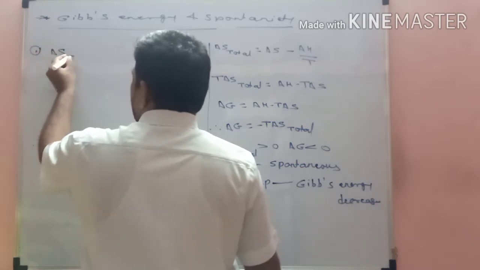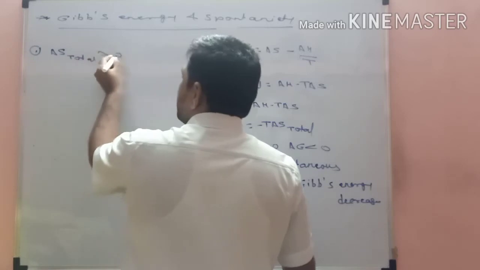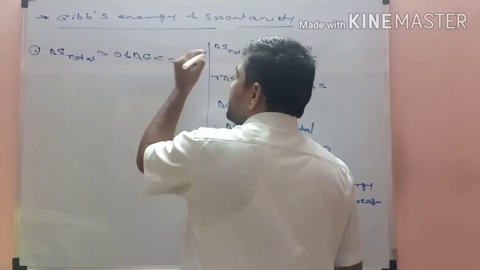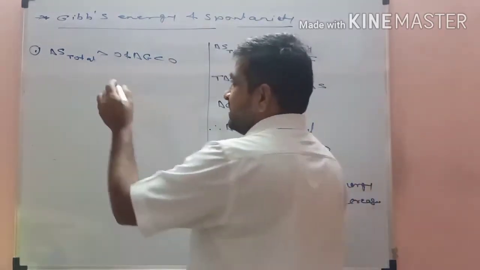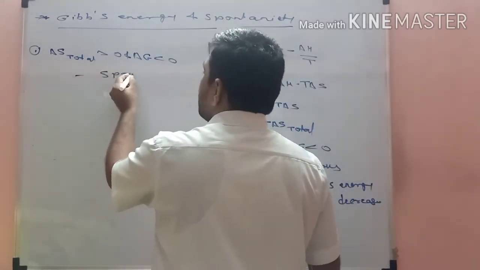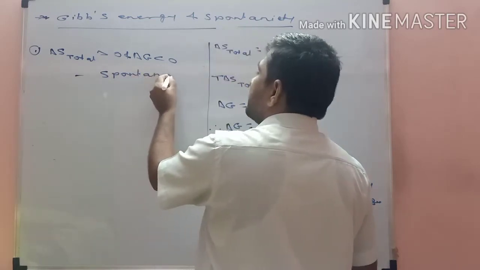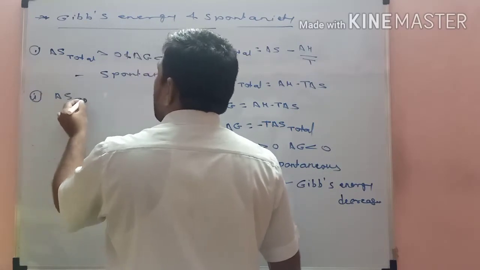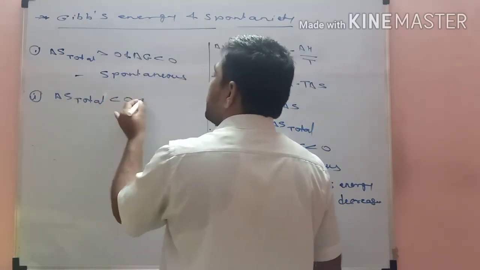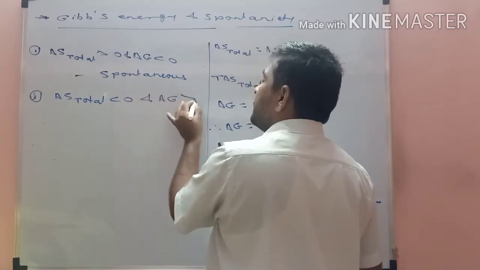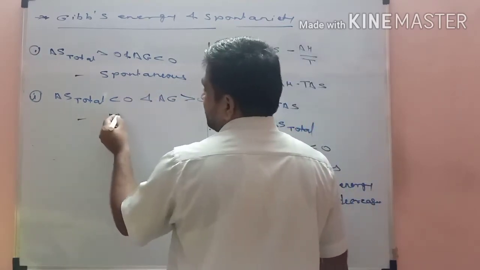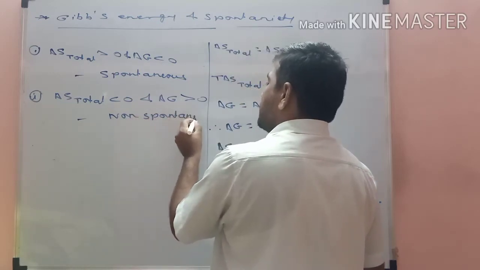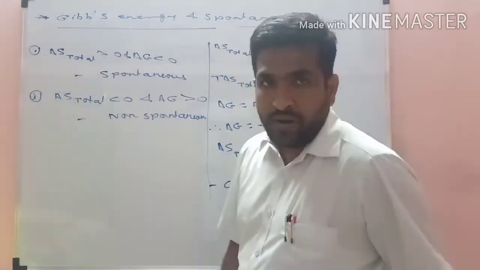the total entropy change is greater than 0 and delta G is less than 0. The process एक कैसी रहती है? Spontaneous रहती है. Second one is the total entropy change is less than 0 and Gibbs energy is greater than 0. The process कैसी रहती है, नॉन स्पॉन्टेनियस रहती है.